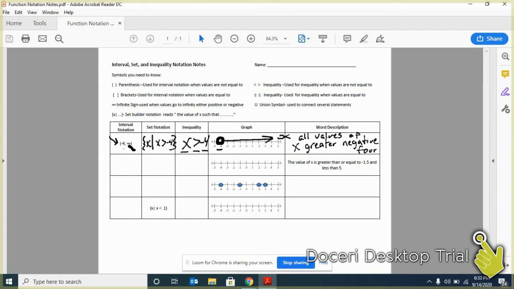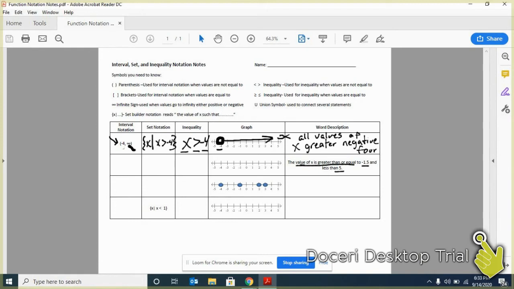And yes, I write everything in words. Okay. So the second one, notice right here, it says the value of x is greater than or equal to negative 1.5 and less than 5. Okay, so the first thing I'm going to do, again, I'm going to graph this.